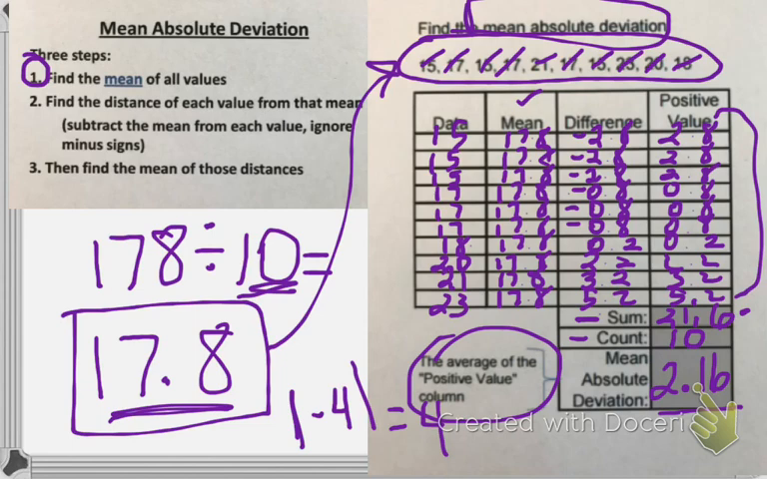I have an assignment for you in Google Classroom for you to find the mean absolute deviation of a set of numbers in there. And that is your assignment for today.